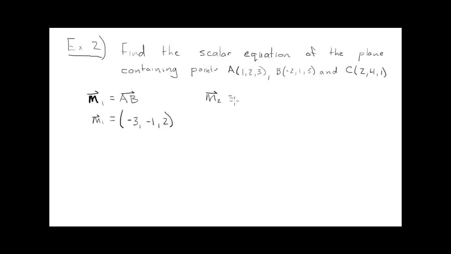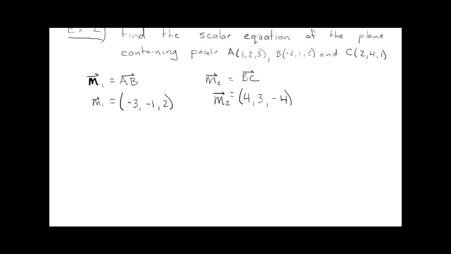And then if I want another one, M2, whatever I want. Which one should we do? Let's do BC. Could do AC. So I'm going to do BC. So my C's minus my B's. Right, since B and C are on the plane, the vector BC is a direction vector. So 2 minus -2 is 4, 3, -4. So here are 2 direction vectors for this plane.